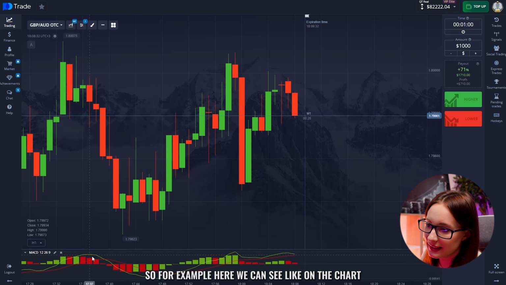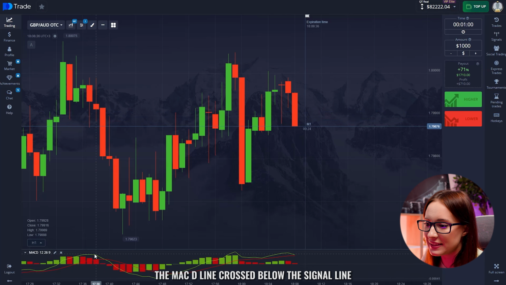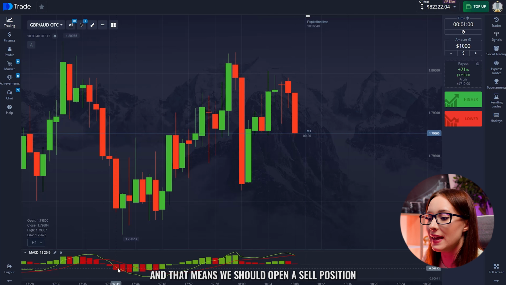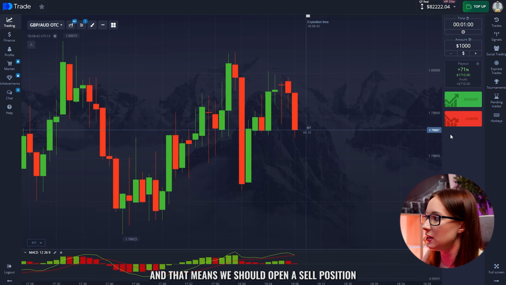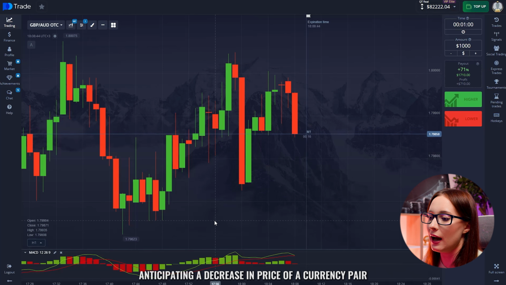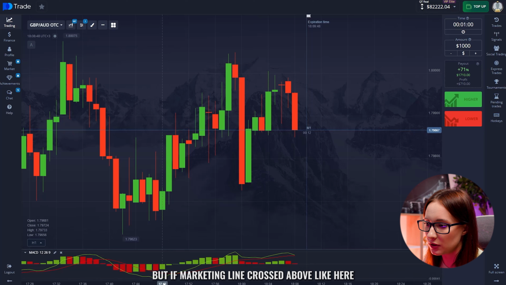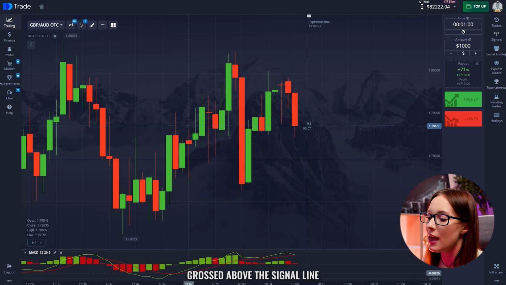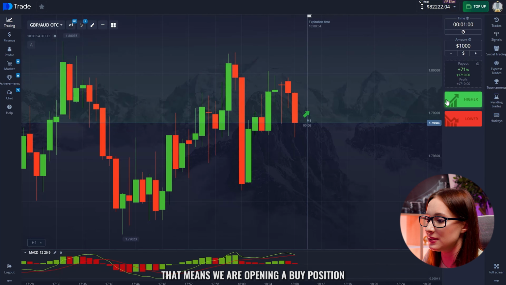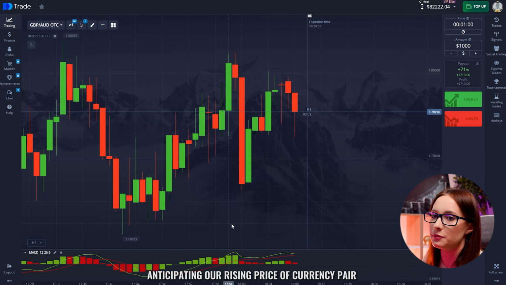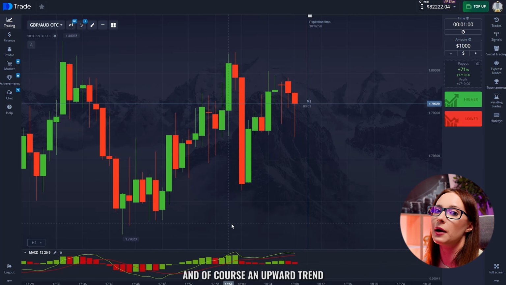For example, here we can see on the chart, look carefully, the MACD line crossed below the signal line, the red one, and that means we should open a sell position, anticipating a decrease in price of a currency pair. But if the MACD line crossed above the signal line, like here, that means we are opening a buy position, anticipating a rise in price of a currency pair, and of course an upward trend.